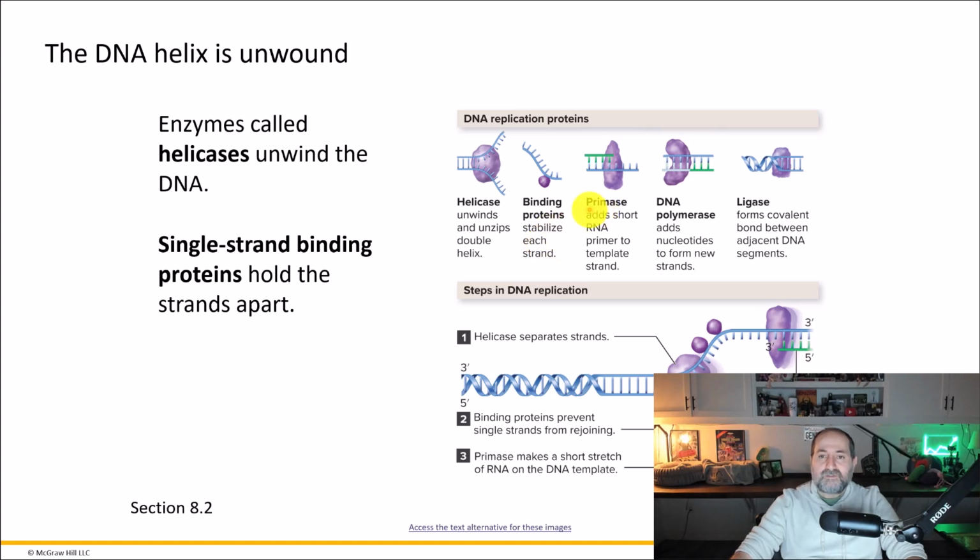You should know that primase, or RNA polymerase, adds a short RNA primer. It's what puts down the RNA primer on the template strand of DNA to start copying that strand. You should know that DNA polymerase adds nucleotides to form new strands. And lastly, you should remember that ligase forms covalent bonds between adjacent DNA segments, or Okazaki fragments. Remember the term Okazaki fragments. Ligase joins Okazaki fragments together on the lagging strand.